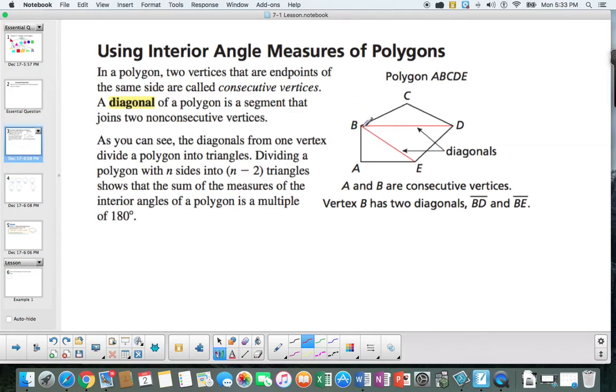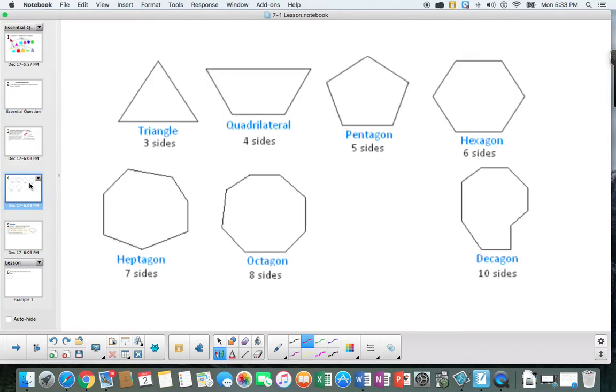When we connect consecutive vertices, we call this a side. When we connect non-consecutive vertices, we call this a diagonal. It's important to take a look at the number of diagonals coming from one vertex. For this particular polygon, you can see I can draw 2 diagonals from this vertex B. We're not going to draw them all. Let's continue this pattern with these figures.